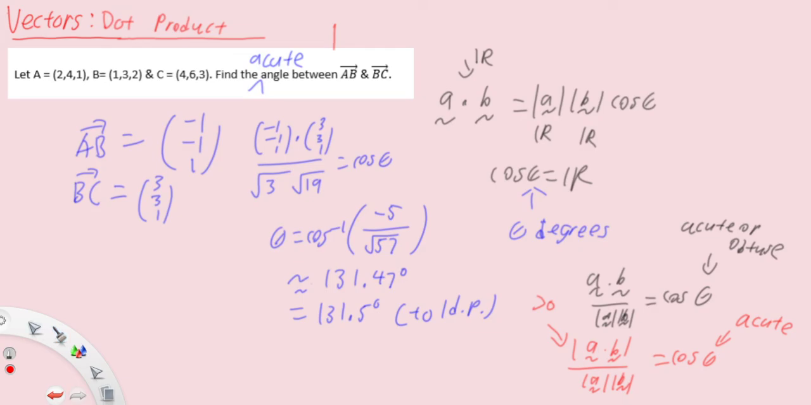So this is how we can use a dot product to find the angle or the acute angle between two lines, two vectors, or soon enough, a line and a plane, as well as two planes.